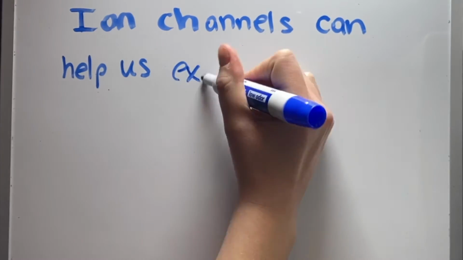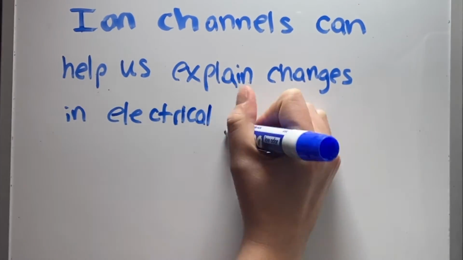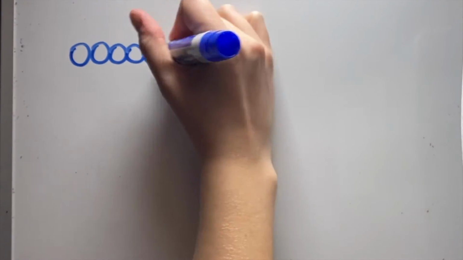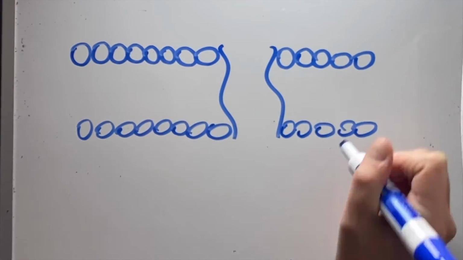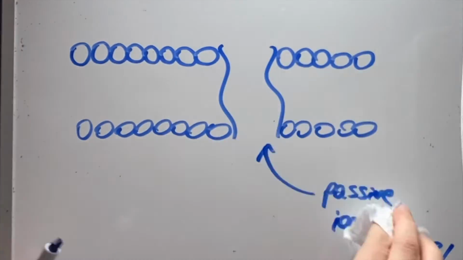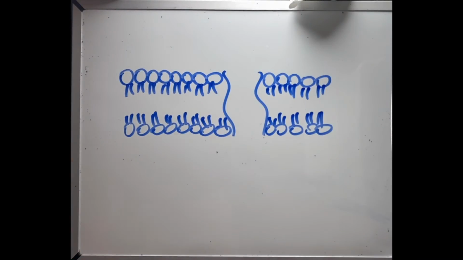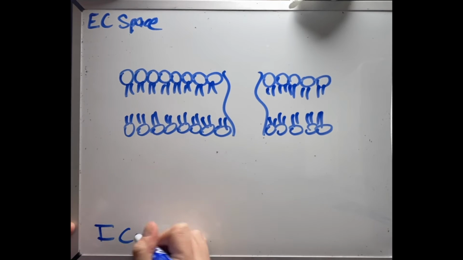Ion channels can help us explain changes in electrical potential across the cell membrane. Electrical currents move through ion channels when they are open for ion passage, and gradients create ion diffusion through passive ion channels, which are always open for certain ions. Concentration gradients want the intracellular and extracellular charges to be in equilibrium.